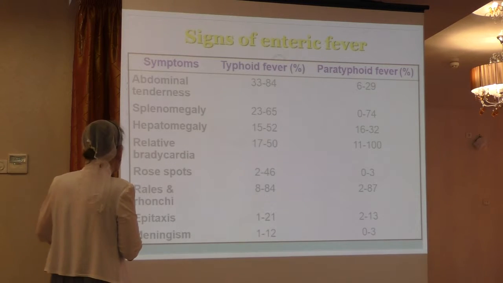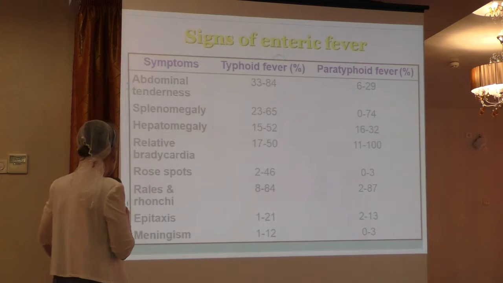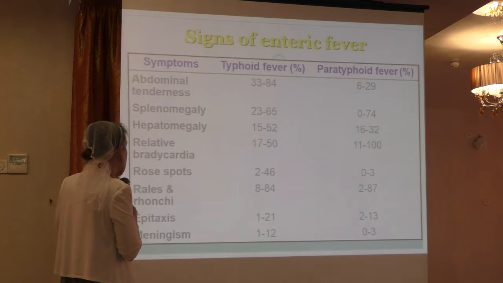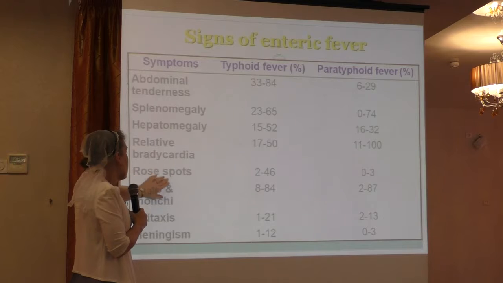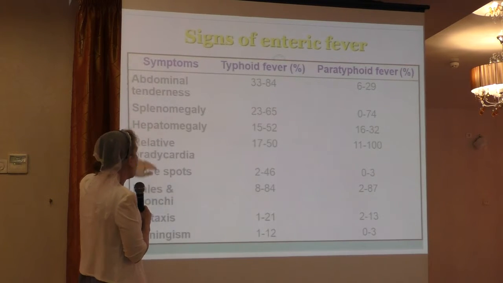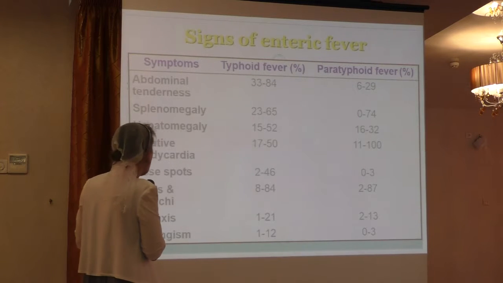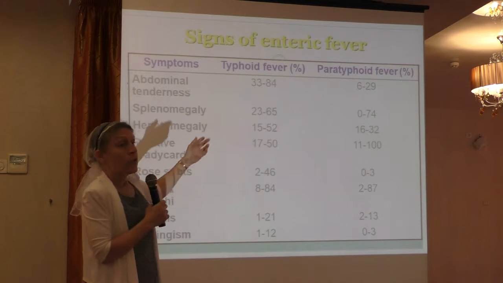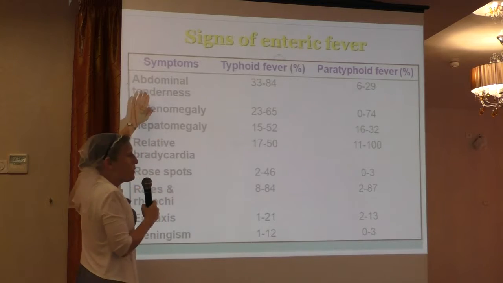Rose spots, okay? I think I've got a picture of them. I can't remember. Different changes in the lungs, splenomegaly, hepatomegaly, and relative bradycardia. So things that you can look for, a lot of abdominal tenderness.